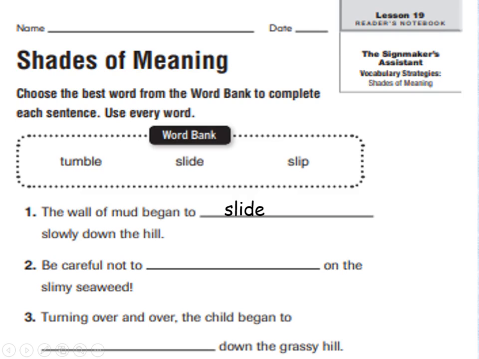Number 2. Be careful not to tumble or slip on the slimy seaweed. Slip. Be careful not to slip on the slimy seaweed. Number 3. Turning over and over, the child began to tumble down the grassy hill. Tumble as he fell down. Alright, now let's go to the second one.